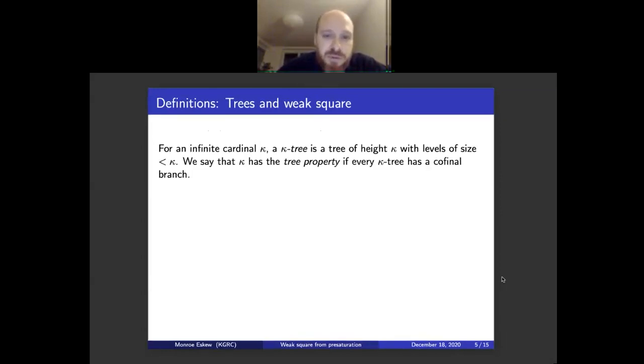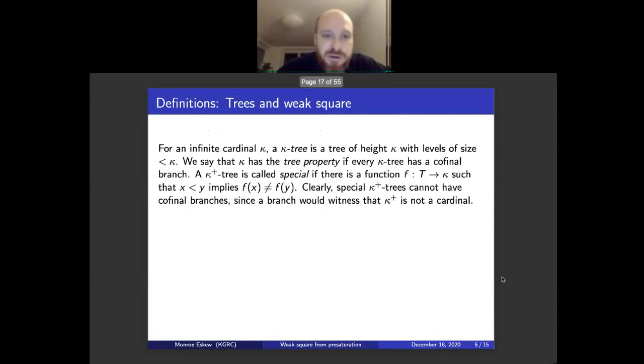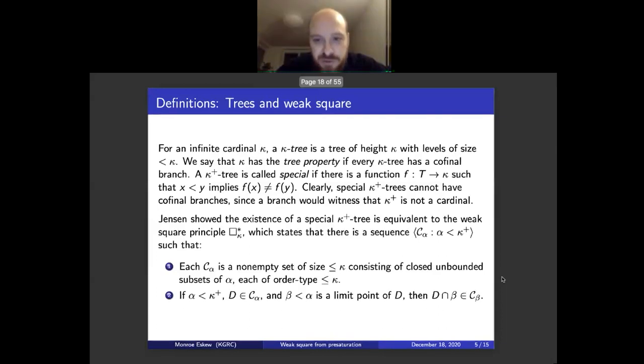We say that kappa has the tree property if every kappa-plus tree has a cofinal branch. We say a kappa-plus tree is special if there's a specializing function, a function from the tree to the predecessor cardinal such that comparable nodes get sent to different ordinals. Special trees clearly cannot have cofinal branches, because that would be a branch of length kappa plus, and applying the function to it would give you an injection into kappa. That contradicts kappa plus being a cardinal.